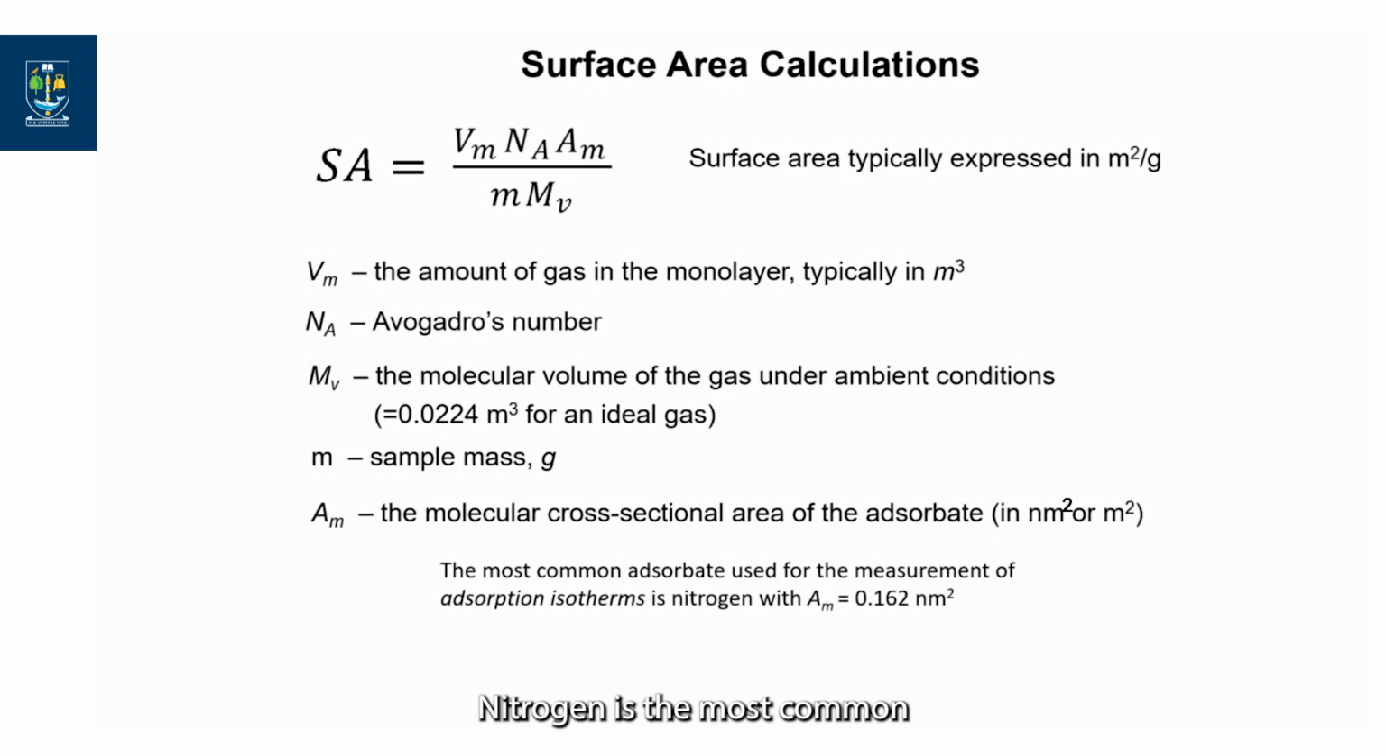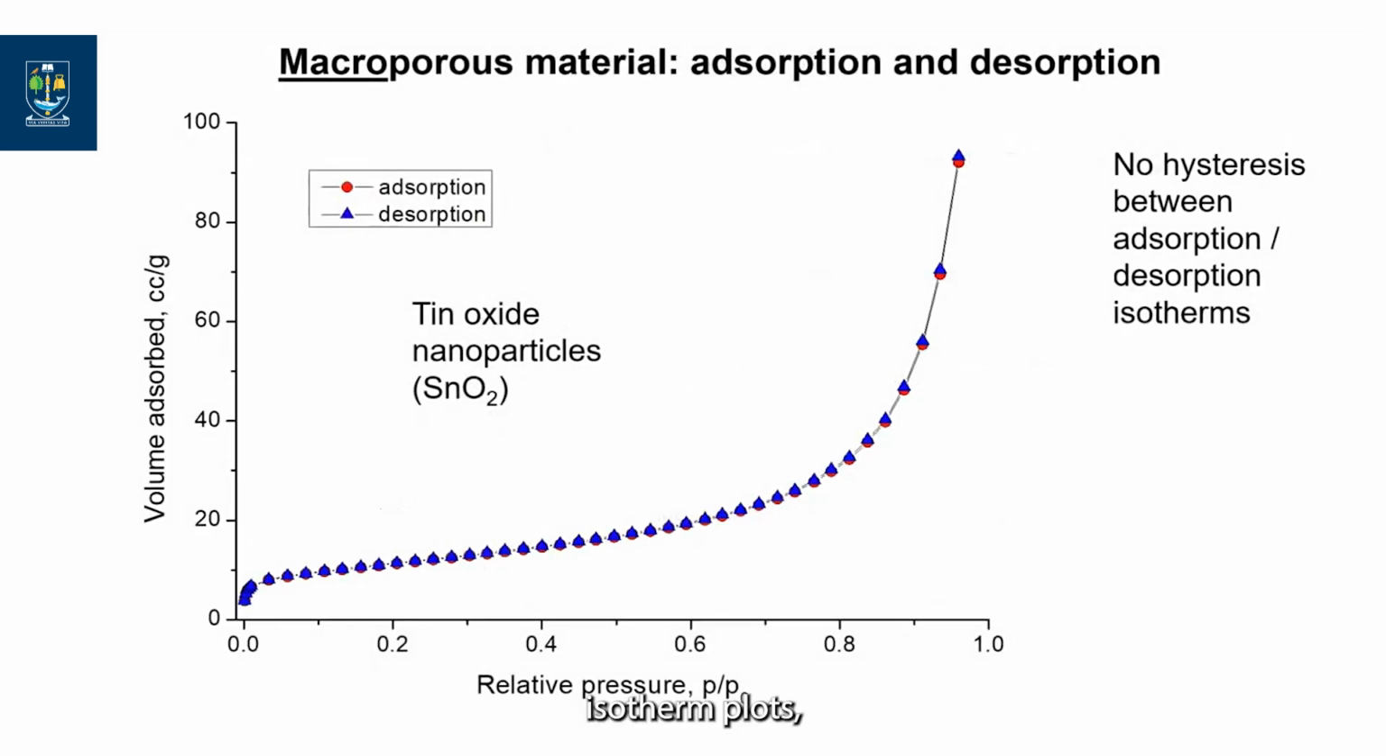Finally, we also need the molecular cross-sectional area of the adsorbate, AM, that's the area of your imaginary sphere. Nitrogen is the most common adsorbate used nowadays in the measurements of adsorption isotherm, and it has a cross-sectional area of 0.162 nanometers squared.